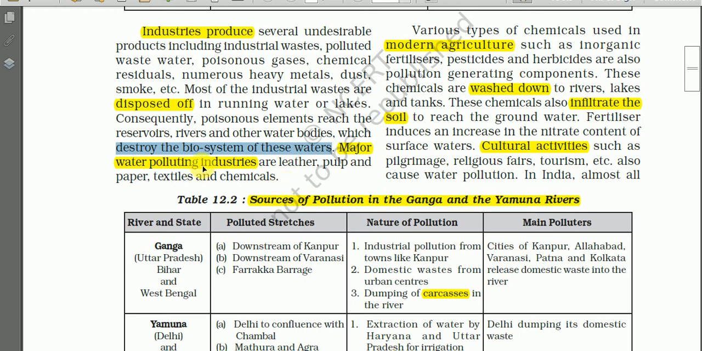The major water polluting industries are the leather industry, then pulp and paper. Pulp is the raw material used for making paper and synthetic fibers. Then textile industries, then chemical industries. So these are the major water polluting industries. Up to here, any question, boys and girls?